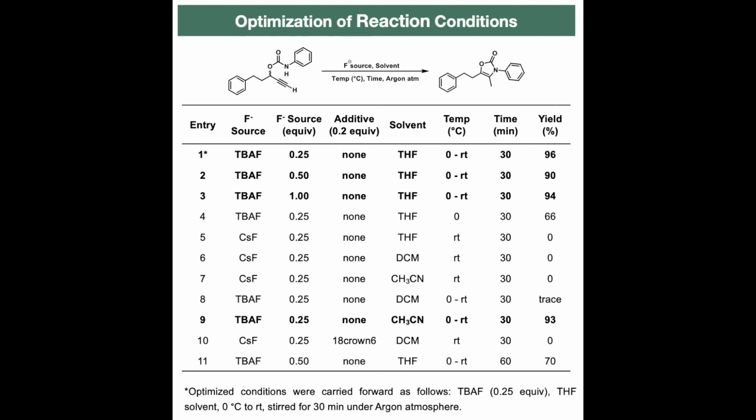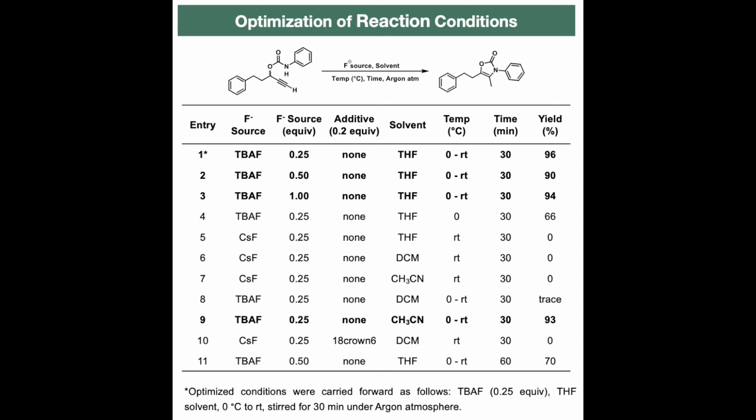However, we found that cesium fluoride was not readily soluble in THF, DCM, or acetonitrile solvents. We tried to increase its solubility by adding 0.2 equivalents of crown ether, but we still found it to be insoluble. Thus, we began to explore the TBAF reactions in solvents other than THF and found that the reaction appears to work best in more polar solvents such as THF and acetonitrile.